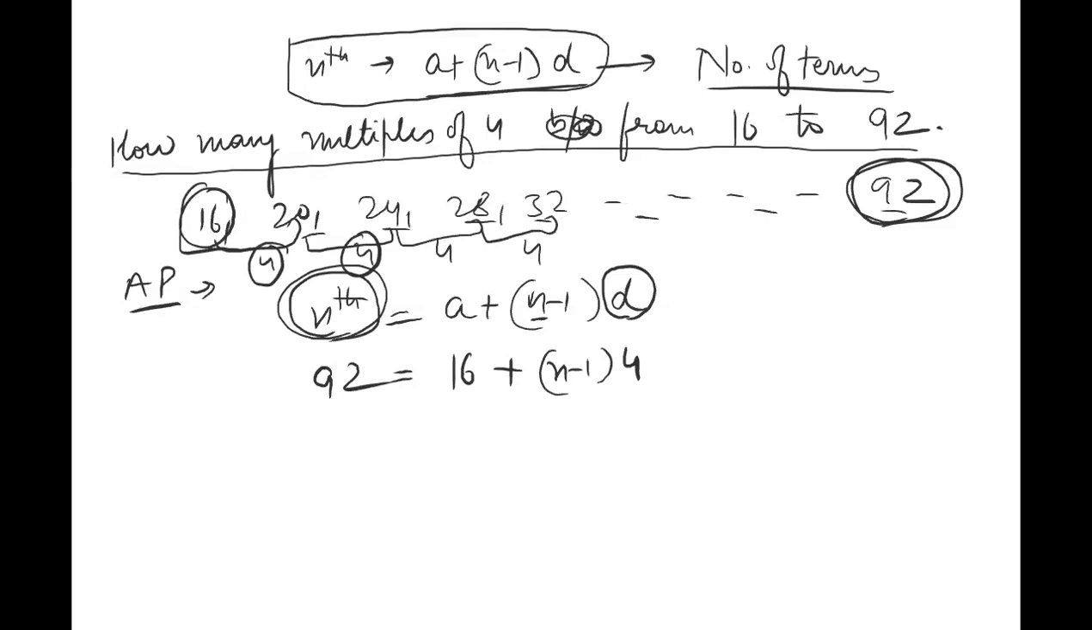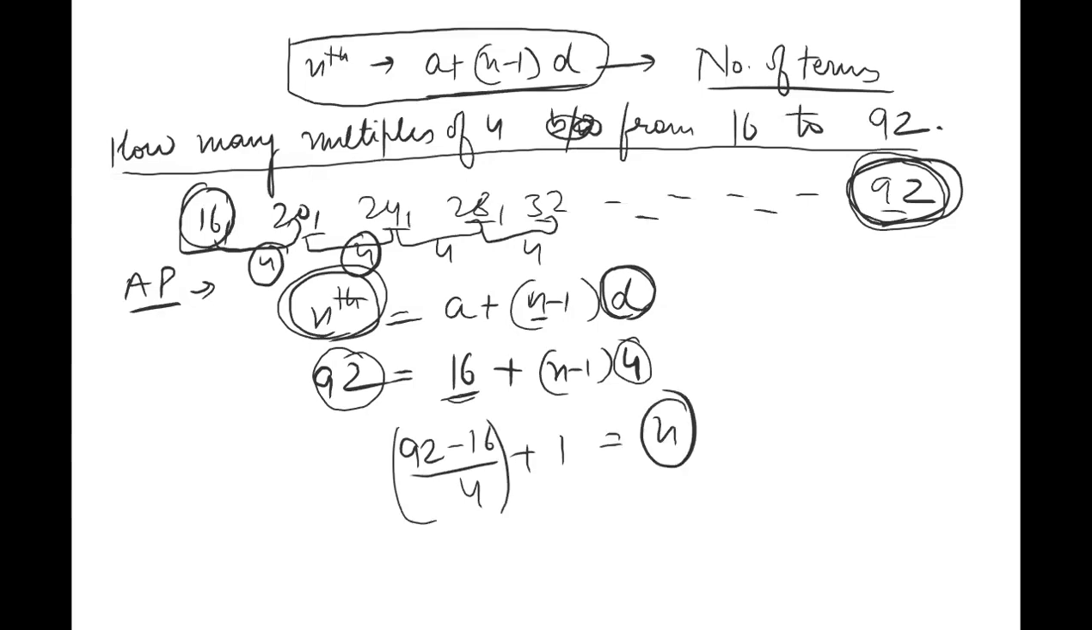Is that okay with everyone? Equate the last term as the nth term. A is the first term, D is the difference. So that's what you need to do. 92 minus 16 upon 4 plus 1 is equal to n. That's all we need to do. So it'll come out to be 20. Is that okay? That's the use of this formula. Mostly that's how it is used.